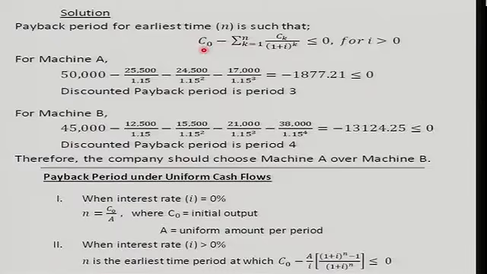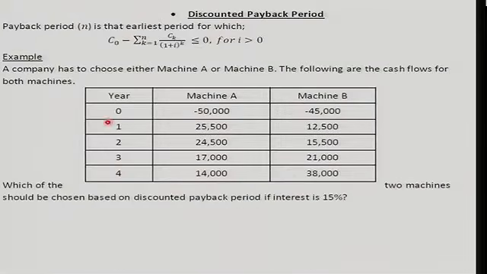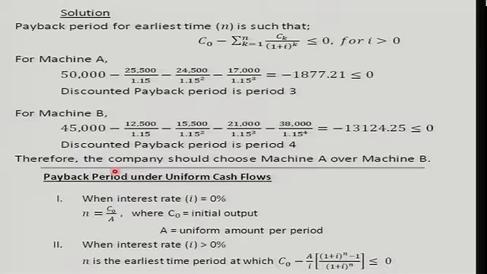Our C0 here, which is the initial investment, minus the sum of all investments, K, where K goes from 1 to N. When 1 to N means, in our case, we have years 1 to 4. So I discount each of the cash flows and then I subtract. If it does not take this value to 0 or a value less than 0, it means I still have some investment or some money left to make up for.